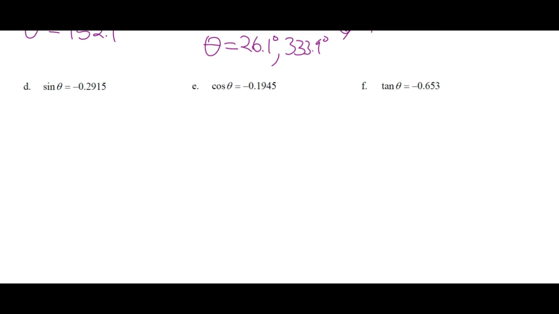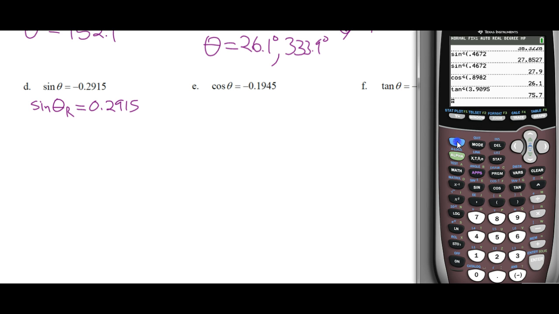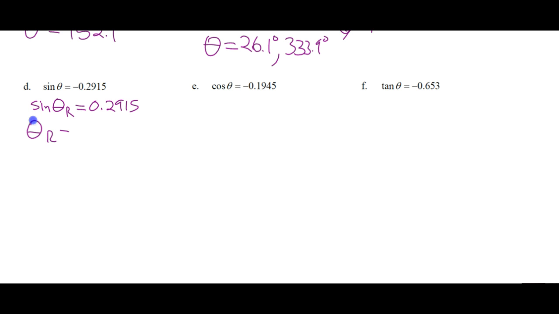Okay, and now the negatives. So for the negatives, you're going to start off with this. So let's start off with sine theta is negative. We will say the sine of the reference angle is positive 0.2915. Right? And then we just go in here. Sine inverse 0.2915. 16.9 degrees. So the reference angle is 16.9 degrees.